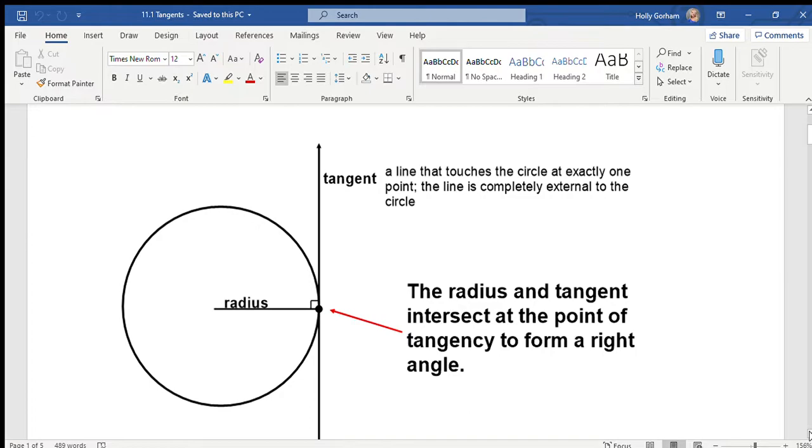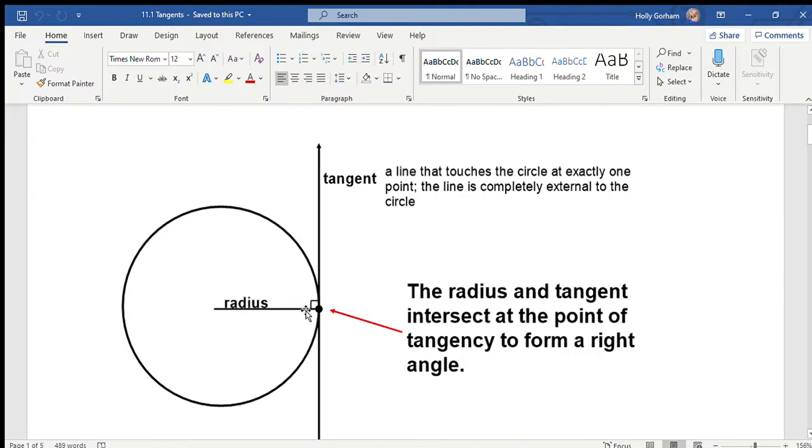So what is a tangent? Well, a tangent is a line that touches the circle at exactly one point. The line is completely external to the circle, meaning the tangent, this is a tangent line. It's completely outside of the circle, but it only touches the circle at one point. Now, that one point is what's called the point of tangency.